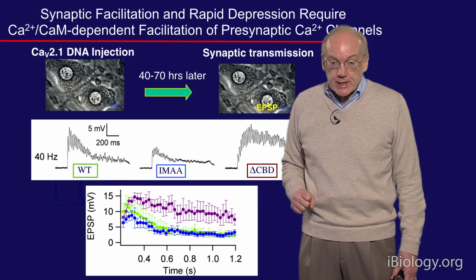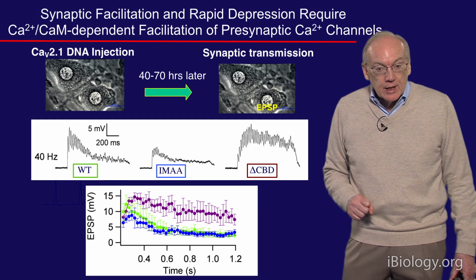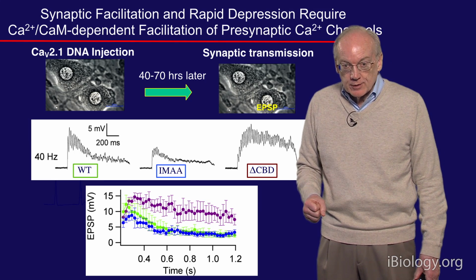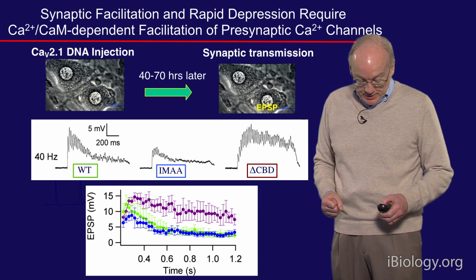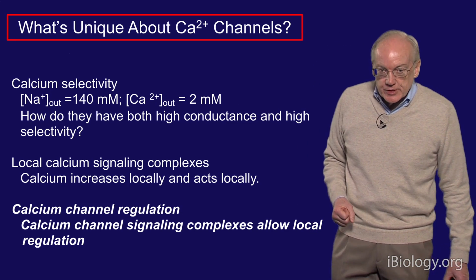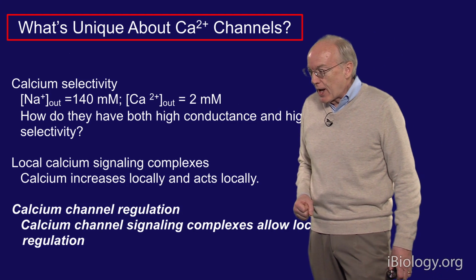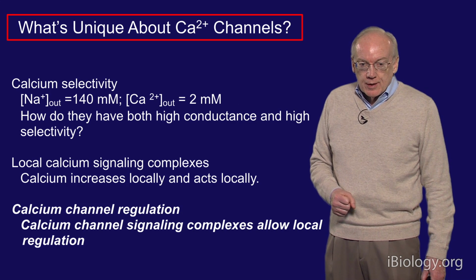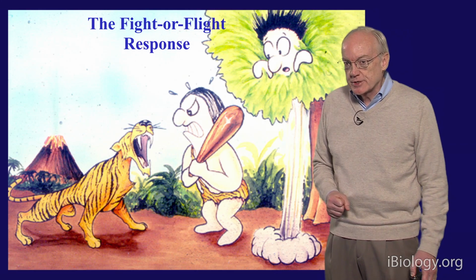This form of synaptic plasticity, as it's called, is very important in encoding information in the nervous system, and so we see that local calcium signaling and local regulation of the calcium channel is crucial for the regulation of synaptic transmission on the millisecond and second timescales. So then our last topic, again, is calcium channel regulation, but not by calcium in this case. Calcium channel regulation by signaling complexes, in this case, allows local regulation by a different regulator, by cyclic AMP and cyclic AMP-dependent protein kinase.